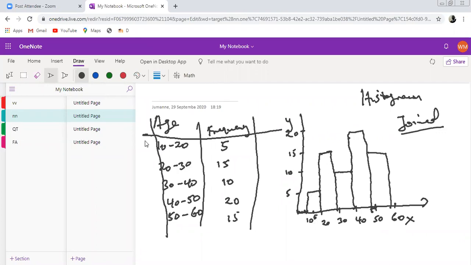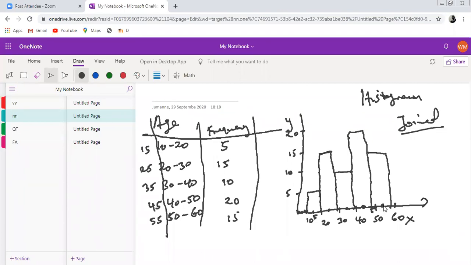This is 30 divided by 2. You find that the midpoint is going to be 15. 20 plus 30 is 50, divided by 2 is going to give you 25. 30 plus 40 is going to give you 70, divided by 2 is 35. This one is 90 divided by 2 is 45. This is 110 divided by 2 is going to be 55. Those are the midpoints: 15, 25 here, 35 there, 45 there, and 55 there.